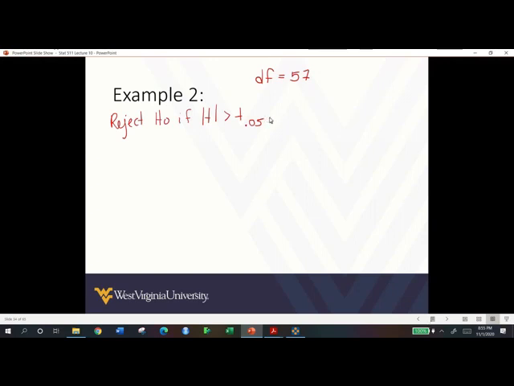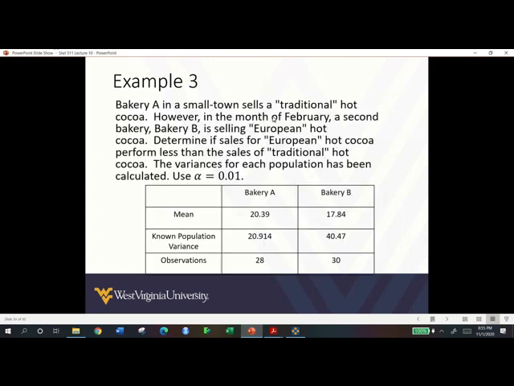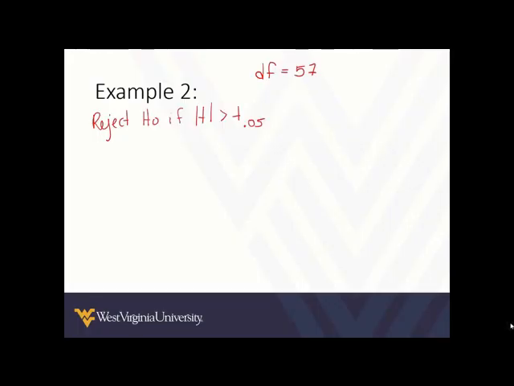So it is approximately equal to 1.6730. And so in comparison, this would be 1.64, because the absolute value of negative 1.64 is positive 1.64. And as we can see, it is not greater than. So therefore, we will fail to reject our null hypothesis.